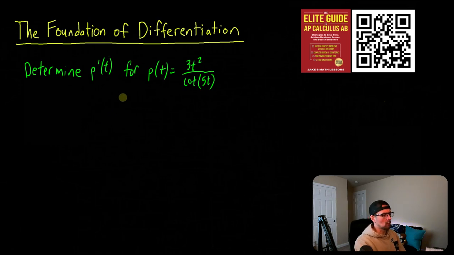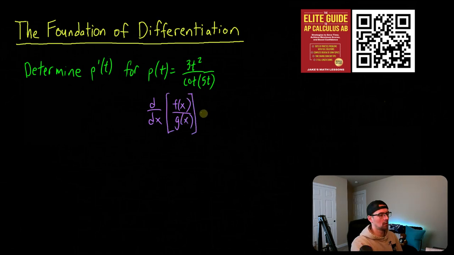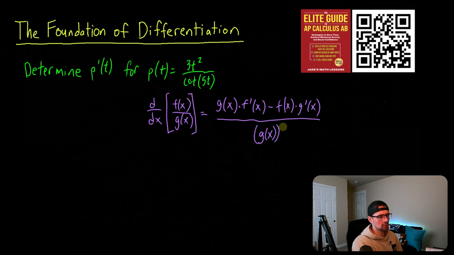The quotient rule formula essentially says that if you're trying to find the derivative with respect to x of some function of x, f of x, divided by some other function of x, g of x, that derivative is simply going to be g of x times f prime of x minus f of x times g prime of x, all over g of x squared.